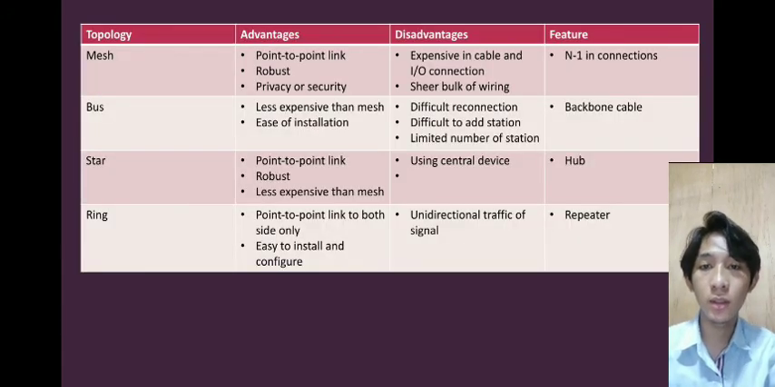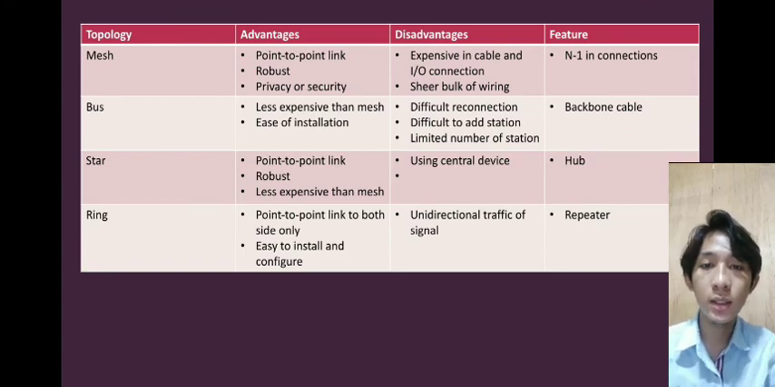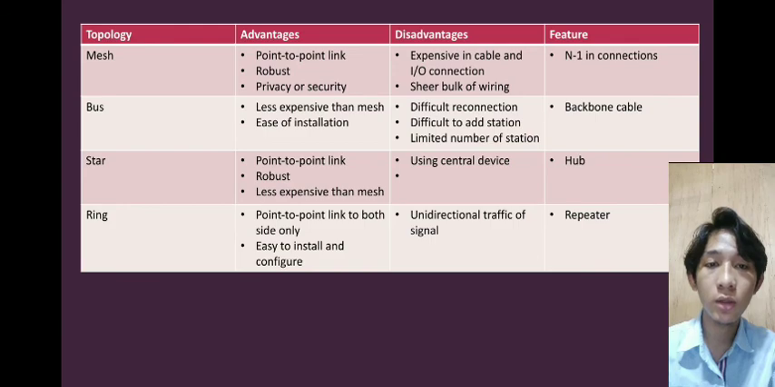Types of topology. Mesh. Advantage. Point-to-point link, robust, privacy or security. Disadvantage. Expensive in cable and connection. Shared bulk of wiring. Features. N(N-1)/2 connections. Topologies categories. Bus. Advantage. Less expensive than mesh. Ease of installation. Disadvantage. Difficulty in reconnection. Difficulty to add a station. Limited number of stations.